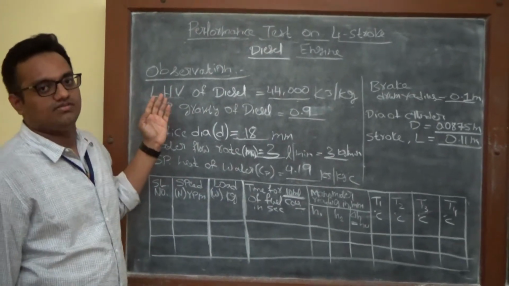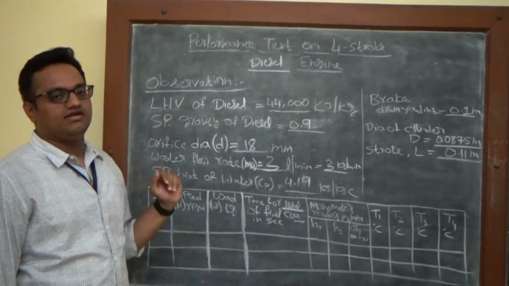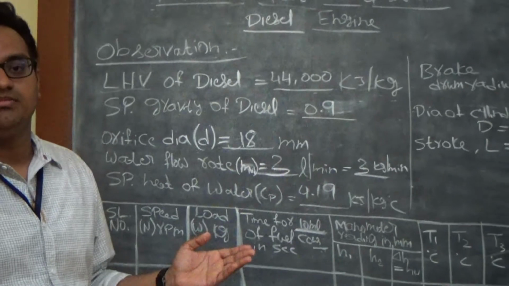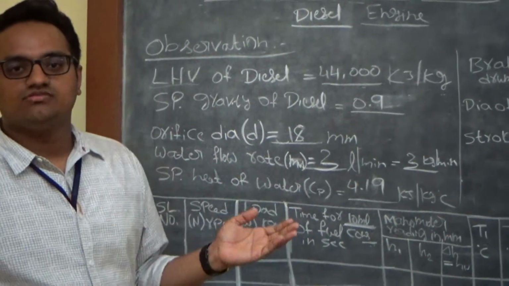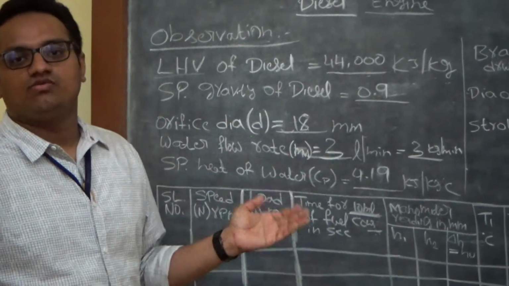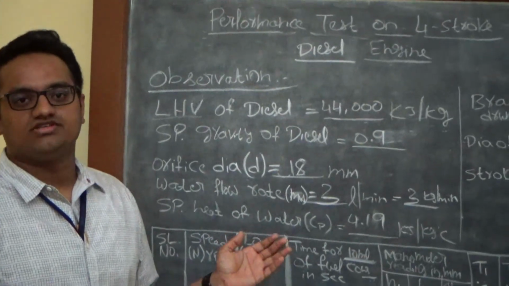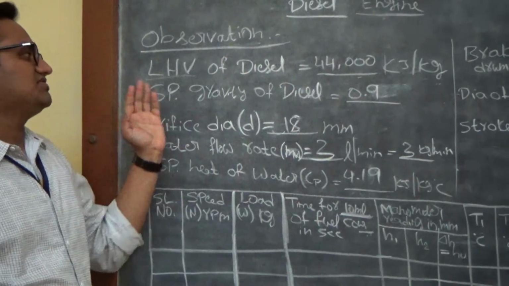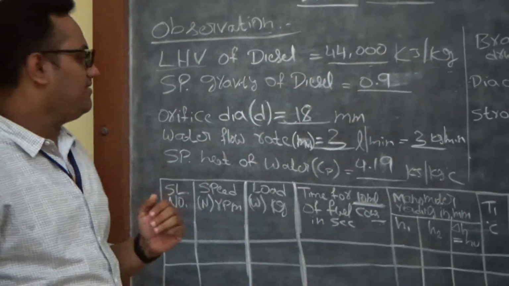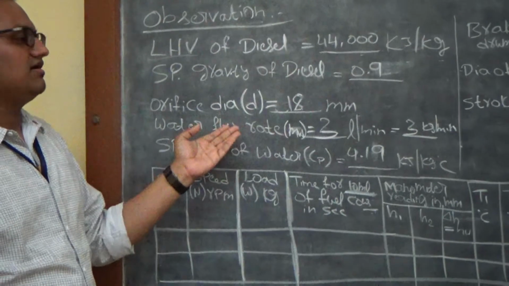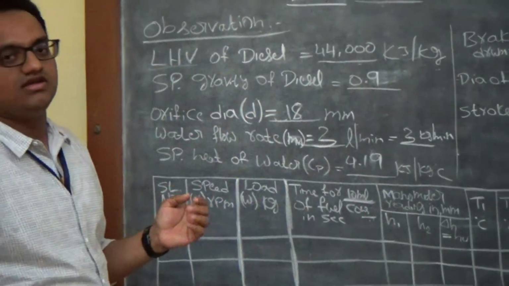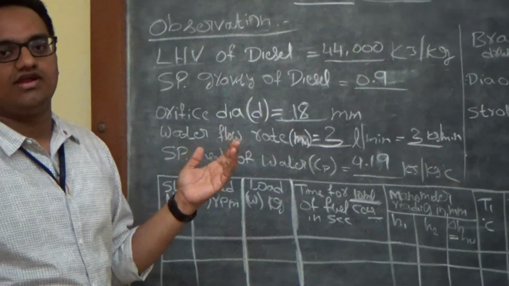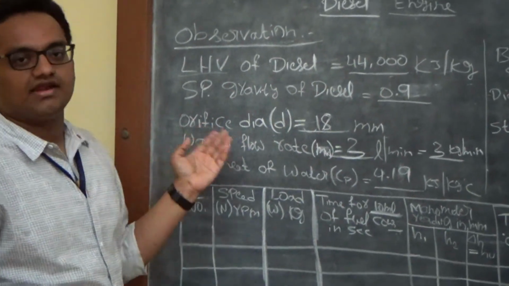We have the lower heating value of diesel fuel as 44,000. That's what we are taking as a constant. But in an actual case, it might vary even in different locations. It might not be the same. Moving on, we have a specific gravity of diesel as 0.9. Orifice dia is 18 millimeters.